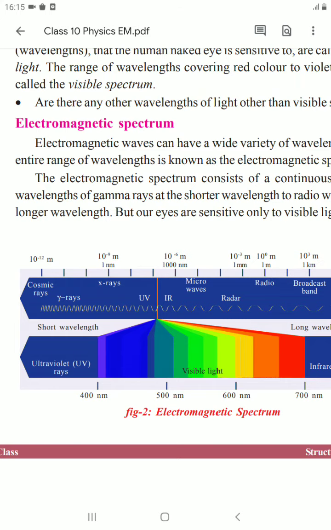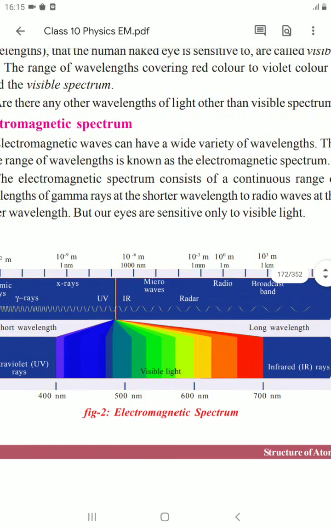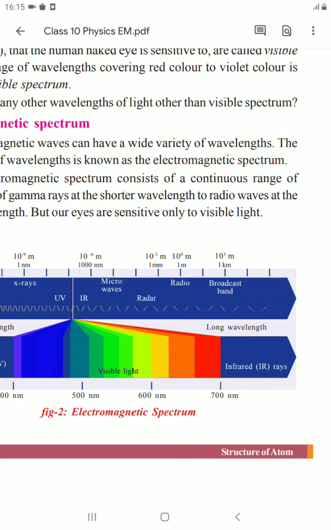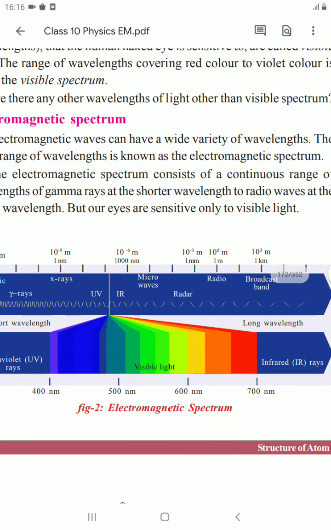See, ultraviolet rays means UV rays, and we have infrared rays also. In between these we can see the colors from blue to red. This is the visible spectrum, and along with the visible spectrum, the infrared rays and the ultraviolet rays, all of these are called the electromagnetic spectrum.